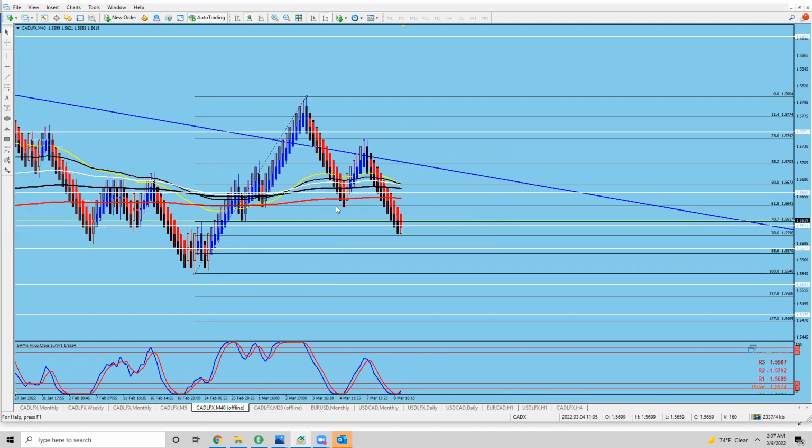X, A, B, exactly touching the 61%. C, almost touching the 23% line, which is my favorite line. And then D, exactly bouncing from 78%. How precise it is. And now it is above that. And this level here is a very good level, 56.11 as well. 56.11, where the heck is that?